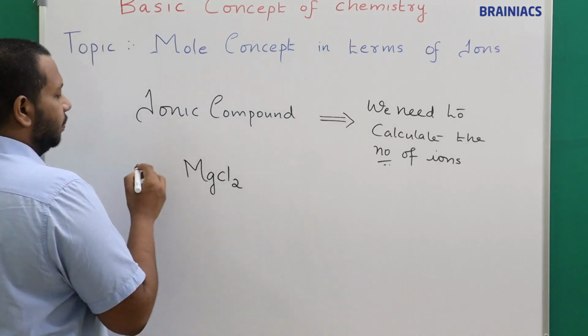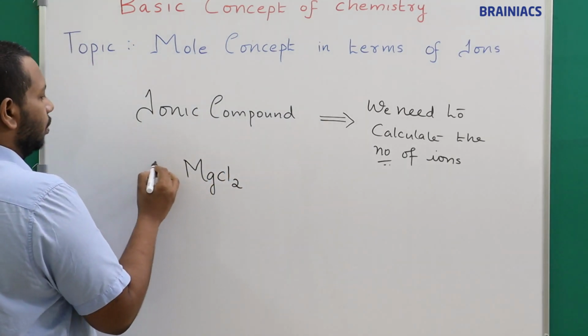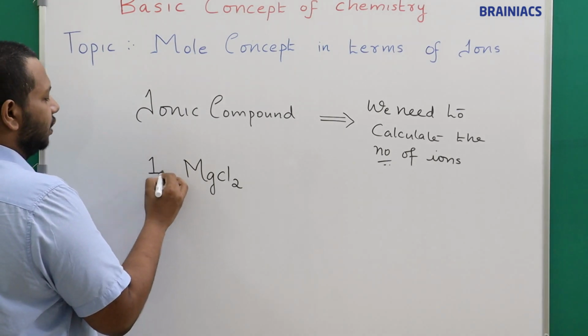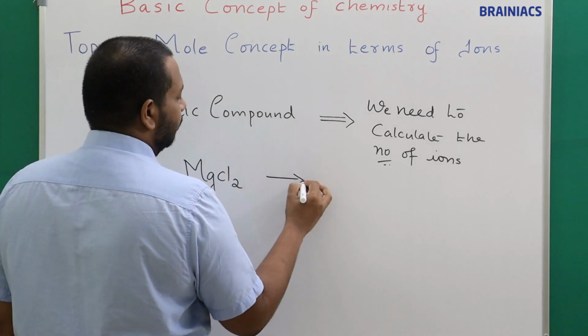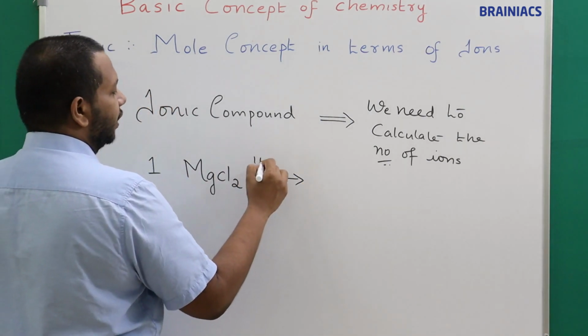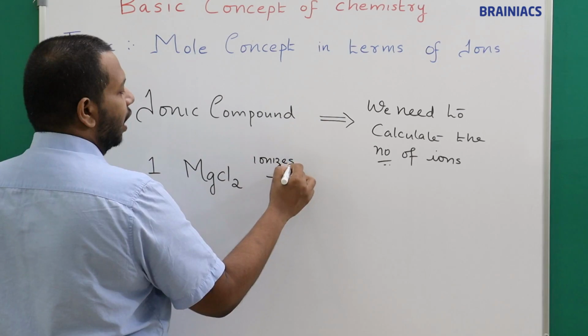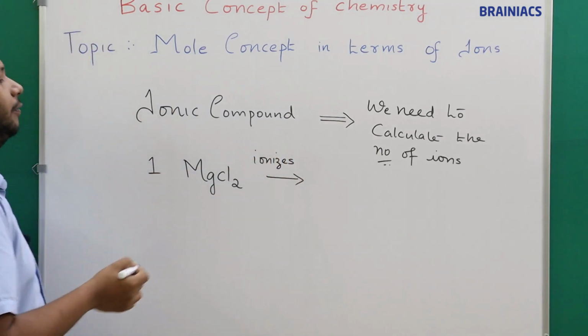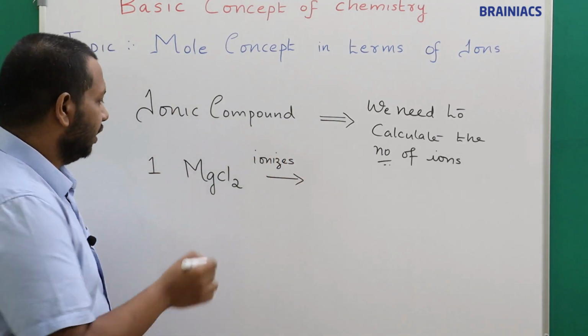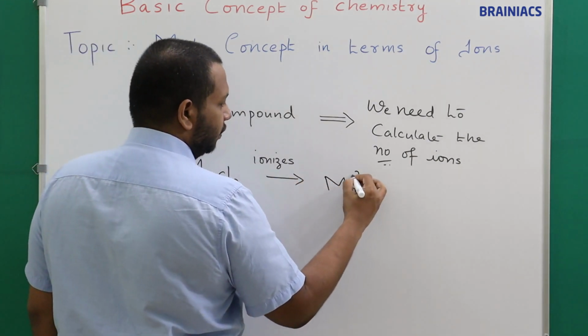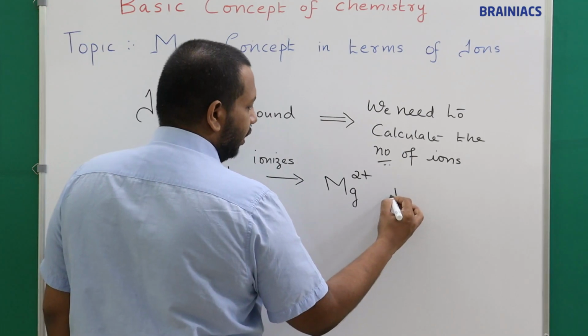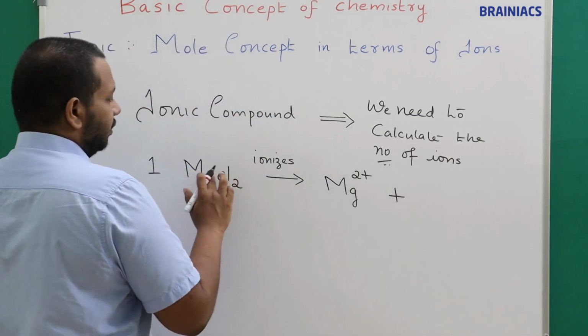Okay, so please think here, 1 MgCl2 I am taking, just 1 MgCl2. So tell me, if 1 MgCl2 ionizes, how many ions will you get after ionizing? So I know how to do this. Mg2+, okay, I have told already, plus Cl-.